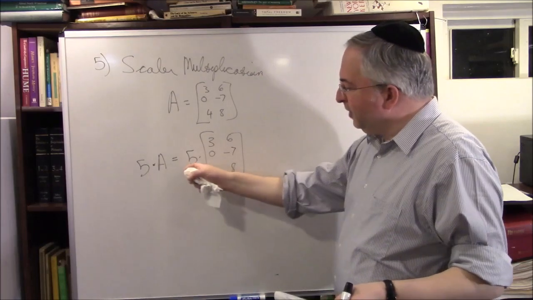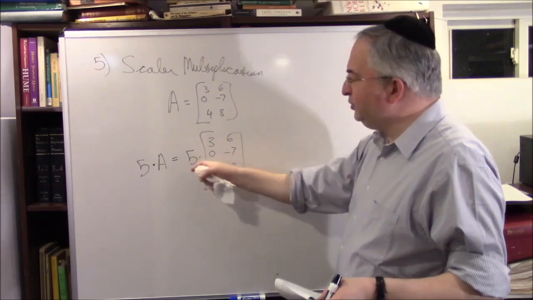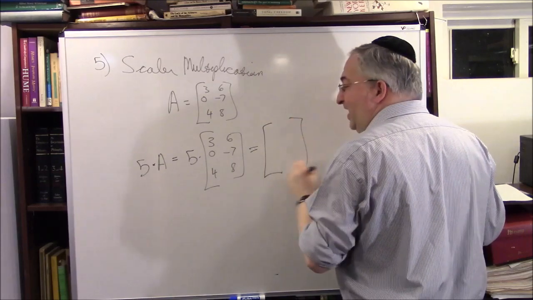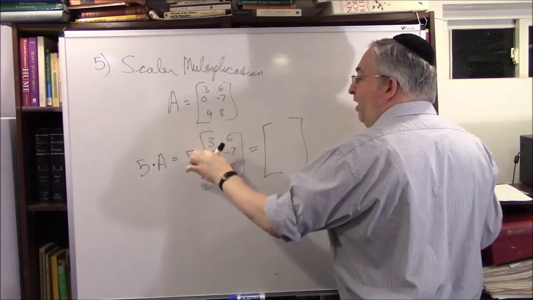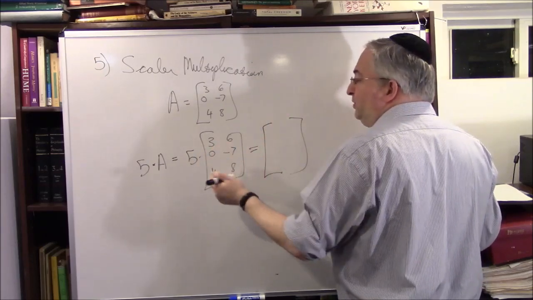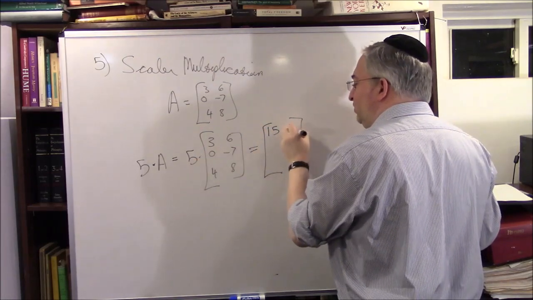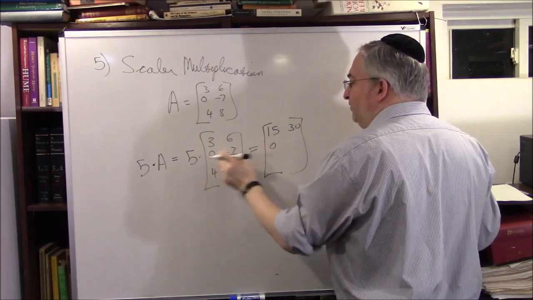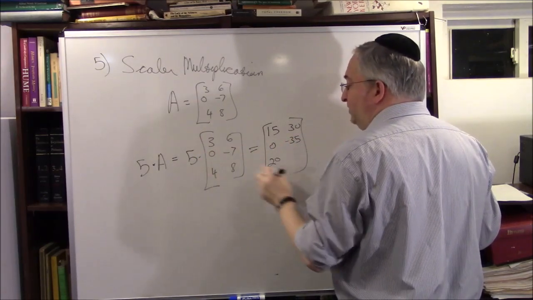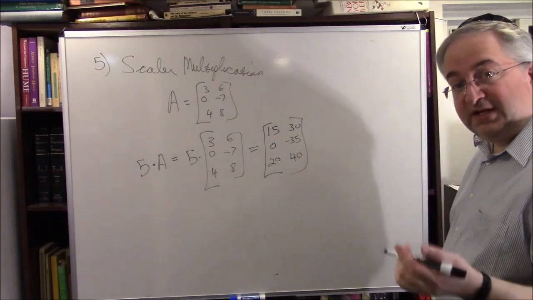Very simple. Just multiply each entry by 5. Multiply every entry of the matrix by 5. And so what you're going to get out is the same size matrix, exactly the same size. This is a 3 by 2, so this is going to be a 3 by 2. You multiply each entry. So 5 times 3 is 15. 5 times 6 is 30. 5 times 0 is 0. 5 times minus 7 is minus 35. 5 times 4 is 20. 5 times 8 is 40. We're finished.